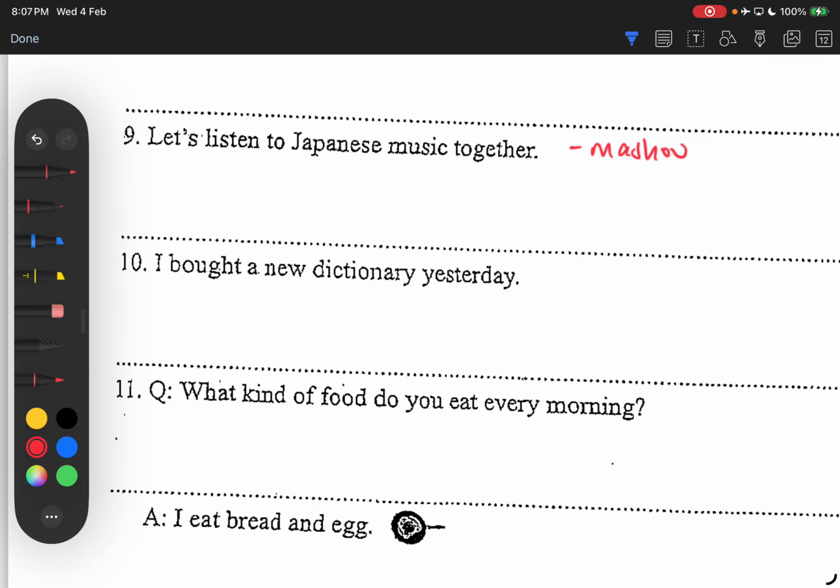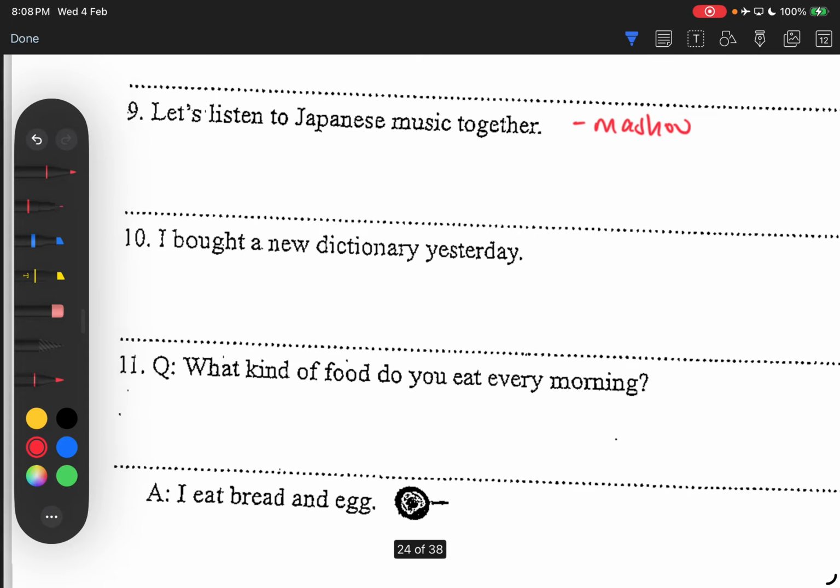So I'll repeat the answer: 日本の音楽を一緒に聴きましょう, or just 聴きましょう. Masho can be added to other words. 聞きます is listen, 食べましょう, 行きましょう, 来ましょう, 飲みましょう, 帰りましょう. It simply becomes like, let us do this together.